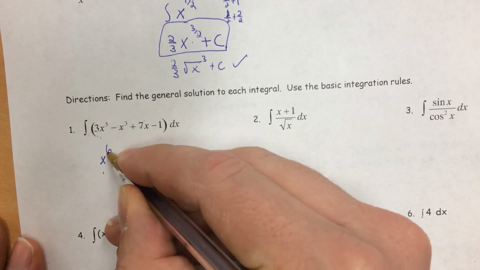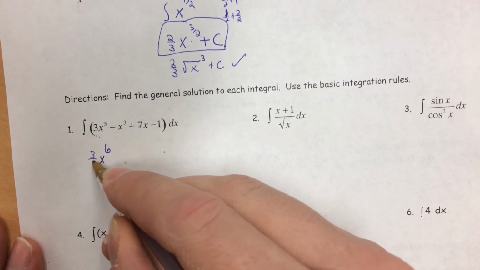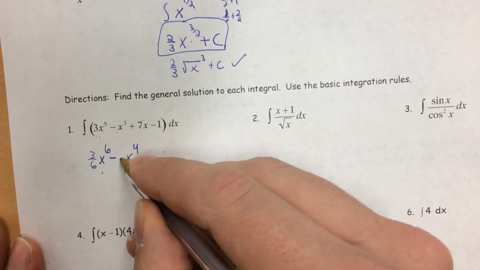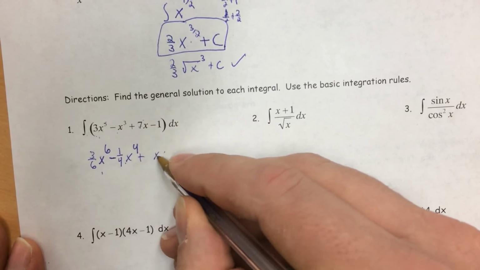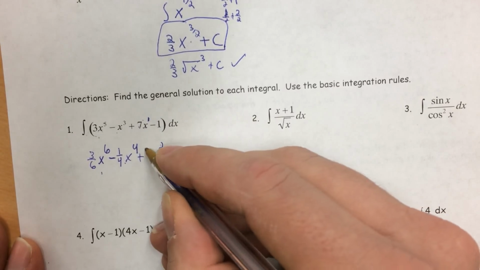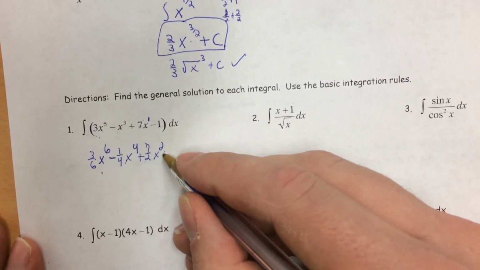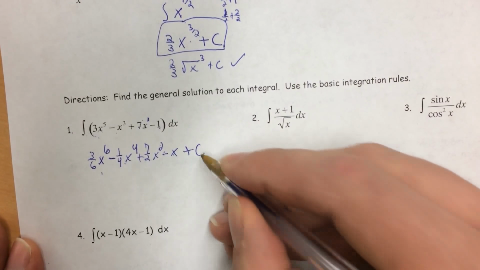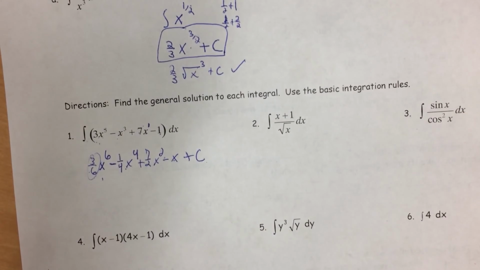This is x to the 6th. We raise the power by 1, and we divide by the new power. So it'll be 3/6. This is minus x to the 4th, and we divide by 4. So it's 1/4. Here this will be plus x squared. We raise the power by 1. This had a power of 1. Now it's got a power of 2, and we divide by 2. And finally, the integral of -1 is negative x, because the derivative of x is 1. Lastly, we put a plus c. And again, we should simplify the 3/6 into 1/2. I'm not going to rewrite that, but you should.